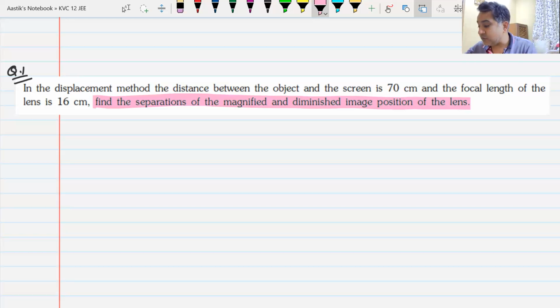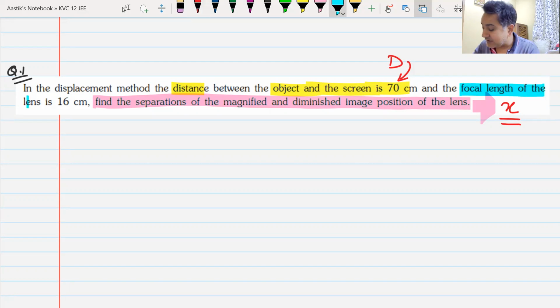What all things are given to you? Let us first understand: in the displacement method, the distance between the object and the screen is 70. So they have given you the value of capital D. And the focal length of the lens is given as 16 centimeters. Remember, it has to be a convex lens. D is given, f is given. You are supposed to find out the value of x.